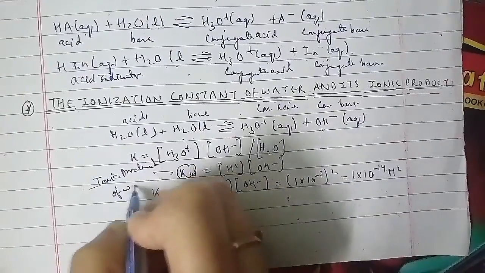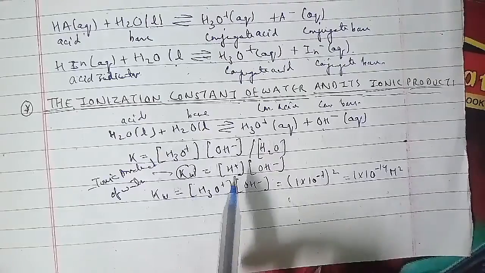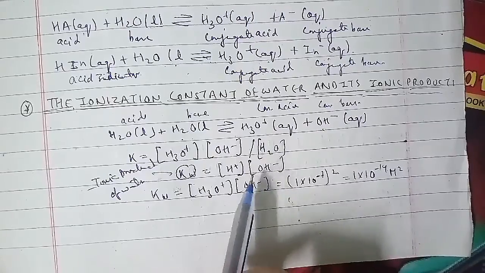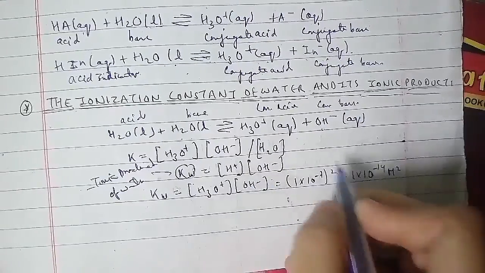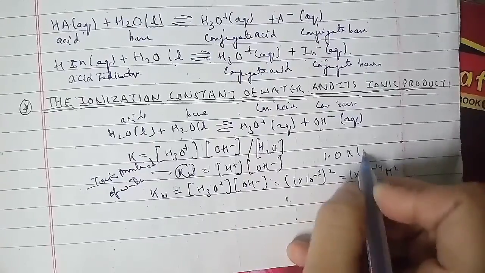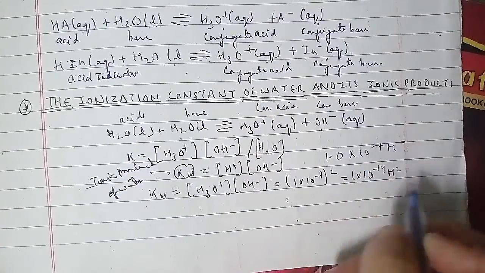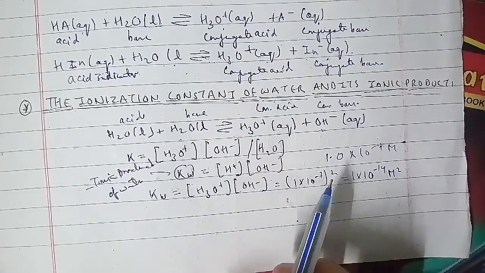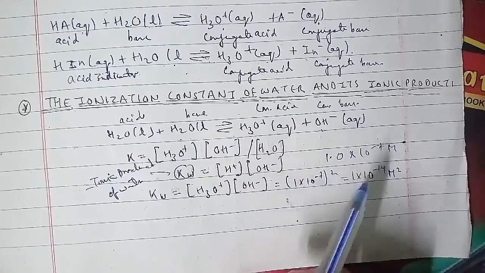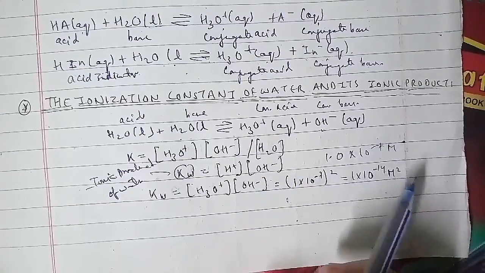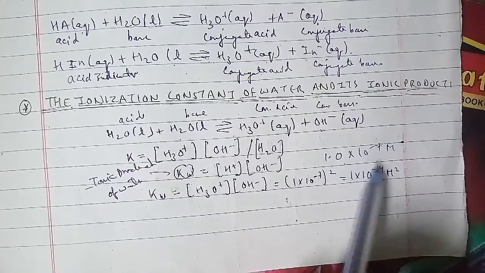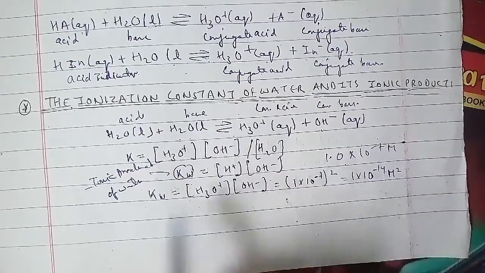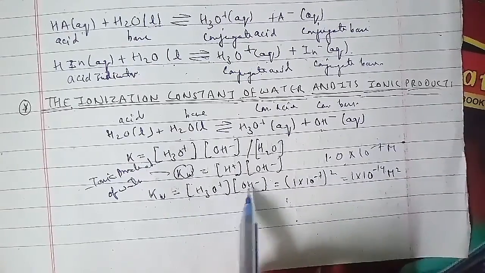So here Kw is equal to H plus times OH minus. The concentration of H plus has been found experimentally to be 1.0 into 10 to the power minus 7 M at 298 Kelvin, and as dissociation of water produces an equal number of H plus and OH minus, the concentration of the hydroxyl ion, OH minus, equals H plus, which is 1.0 into 10 to the power minus 7 M. Thus the value of Kw at 298 Kelvin is H3O plus times OH minus, equal to 1 into 10 to the power minus 7 whole squared, that gives 1 into 10 to the power minus 14 M squared.